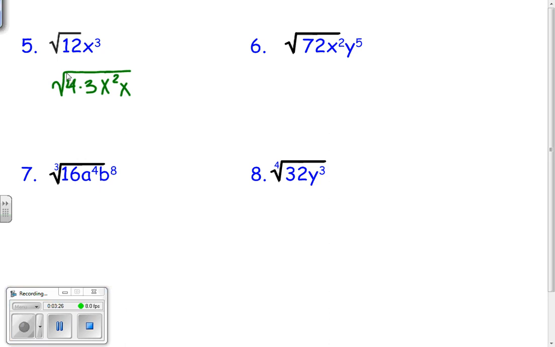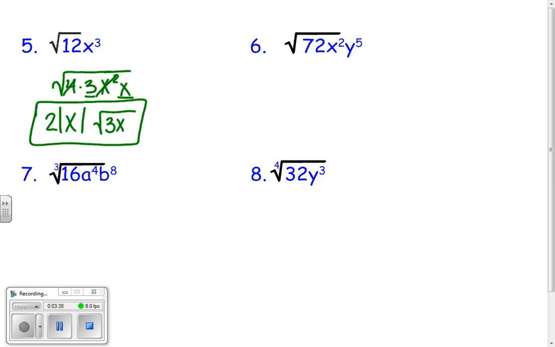The square root of 4 is 2, and the square root of x squared is x, which means that 3 and that x are inside the radical as leftovers. You started even and ended odd, so you need absolute values around the x. In number 6, if you check the list for factors of 72, you don't want to use 9 and 8 because 9 can be simplified further and so can 8. Instead, use 36 and 2.